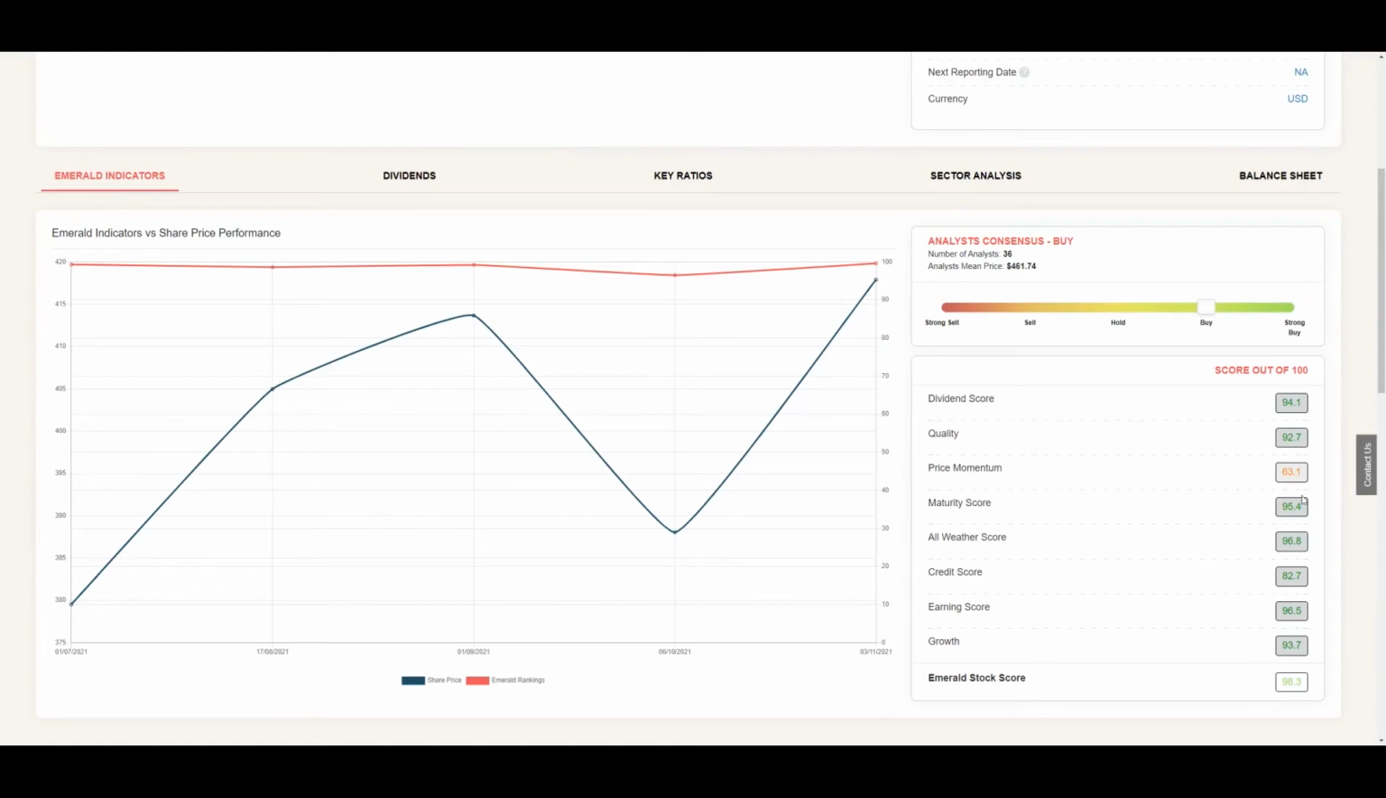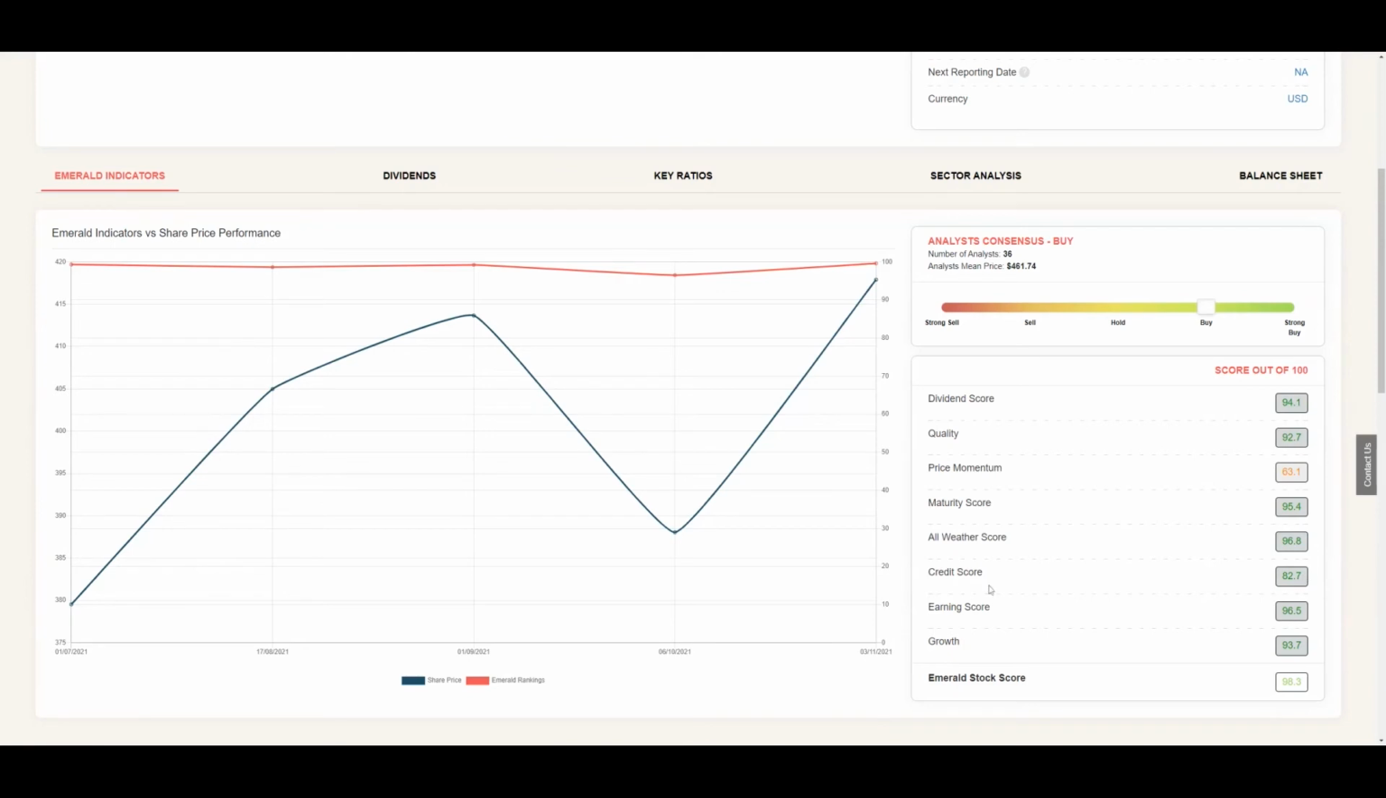We've got a maturity score, basically, again, how large, how stable the business is, how long they've been in the marketplace, how blue chip their name is, how well regarded they are. We've got an all-weather score. Basically, it tries to calculate how well a business is going to weather an economic downturn. We've got a credit score.